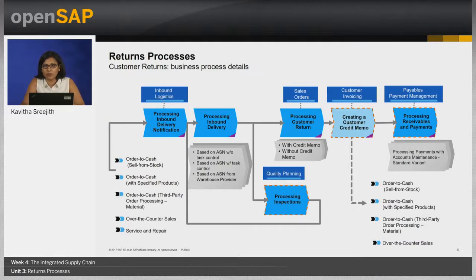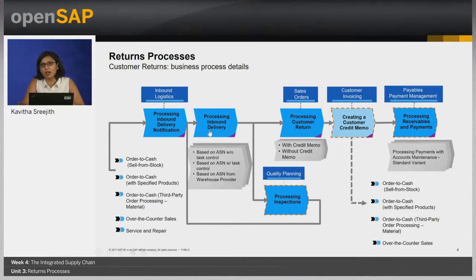Let's look at the overall process in detail. The process starts in the supply chain management area with the creation of customer return notification, which could be created as soon as it is known that there is a customer return expected, or even when the goods have already arrived at the company's doorstep.